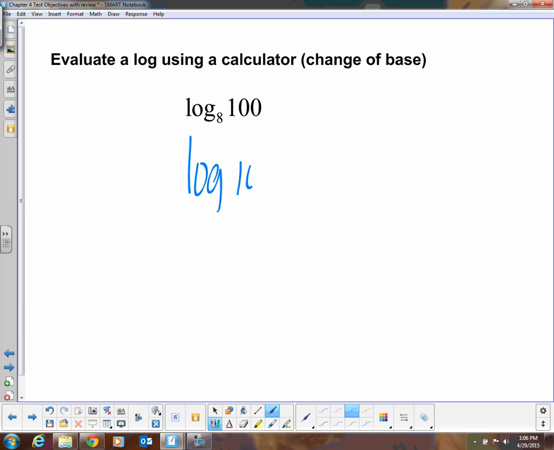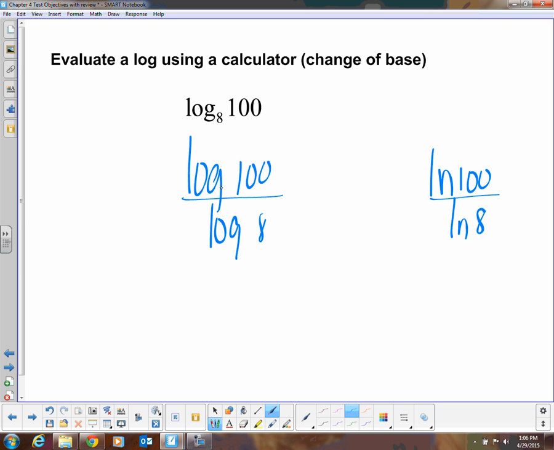Log of 100 divided by log 8. Or you could have done ln 100 over ln 8. Notice that the base here is 10 and e, where there's a calculator key for each of them.